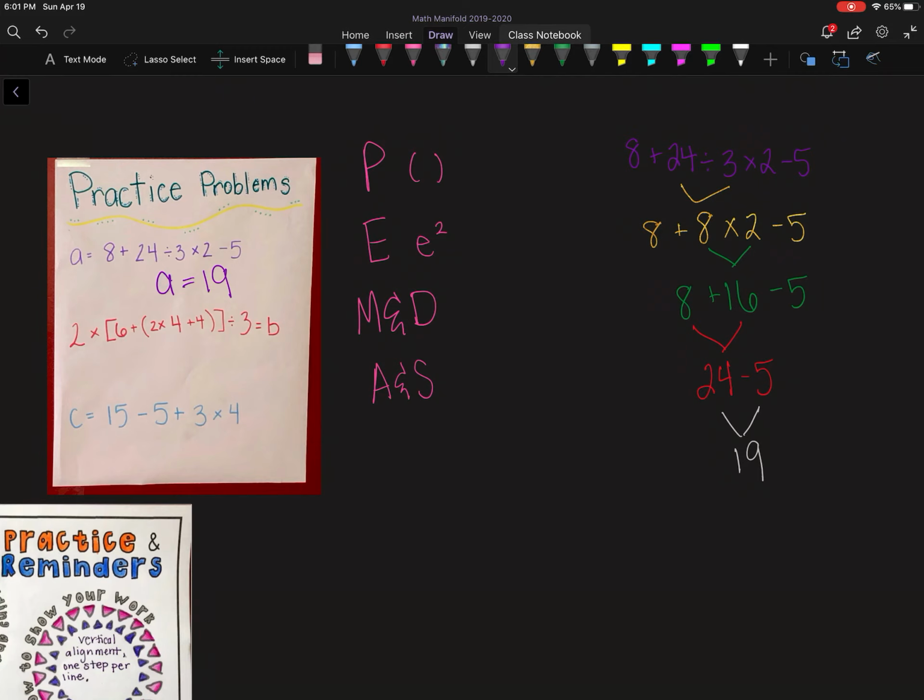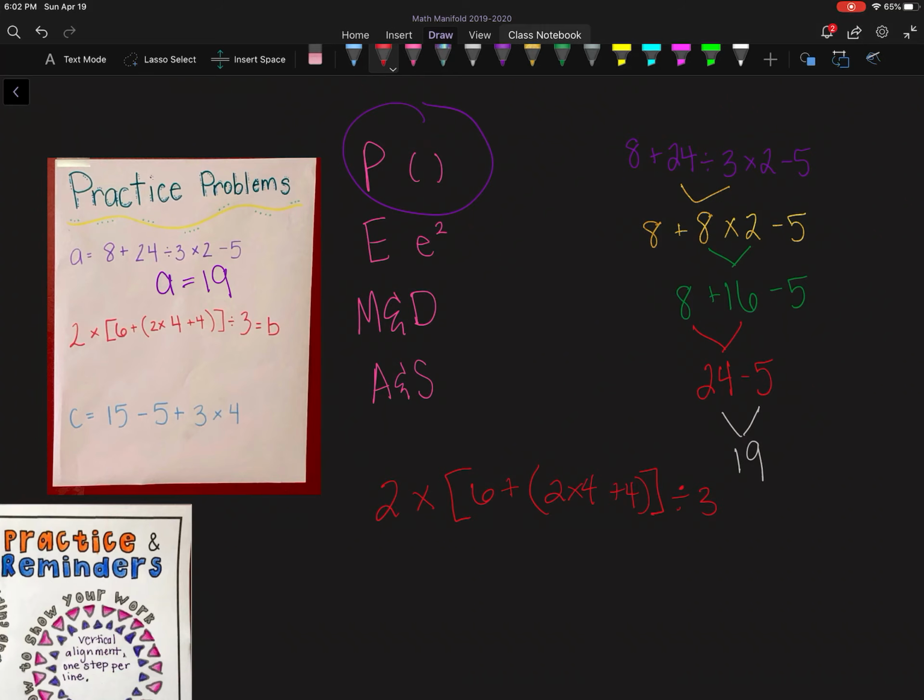So a lot of times when it talks about parentheses, it may not be just your typical parenthesis that we see here. It might involve a bracket or a brace as well, because if there's more than one in a problem, they try to help distinguish the difference by putting in 2 different types. So in this problem, we have parentheses and brackets. So when I write my problem, 2 times bracket, 6 plus 2 times 4 plus 4, and bracket divided by 3.